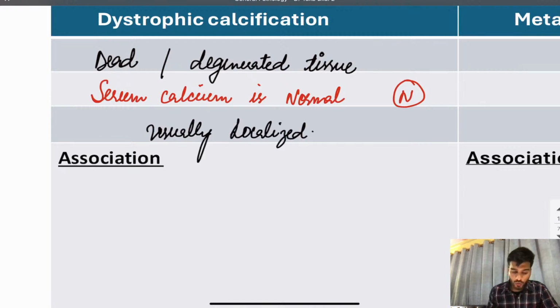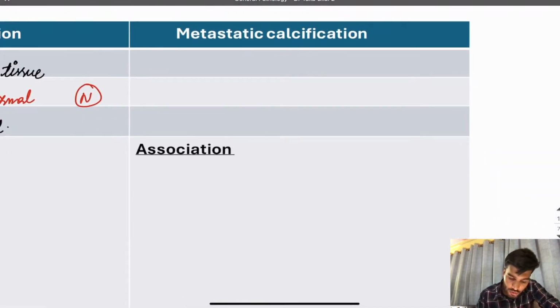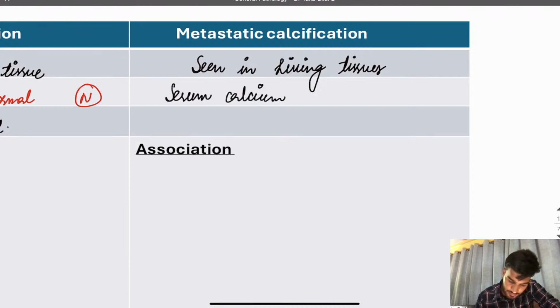If I talk about metastatic calcification, guys, it's seen in living tissues. The serum calcium levels are high. There is hypercalcemia. So write it down, guys. Serum calcium is high.